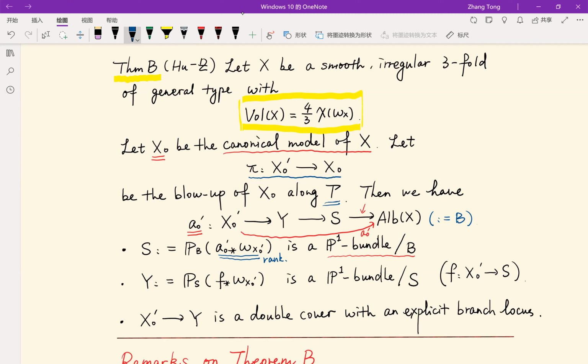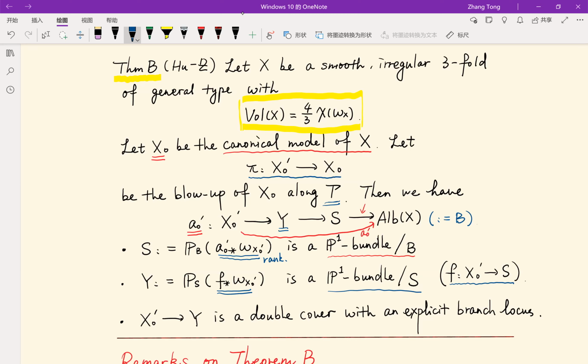Then you have a further factorization. We have a Y, which is also a P1 bundle over S. So this Y is a threefold, a P1 bundle over a surface. What is the corresponding rank 2 vector bundle? This is also the push forward of the dualizing sheaf, pushed forward by this fibration. Here F means the fibration from X naught prime to S, so it's a fibration from a threefold to a surface.